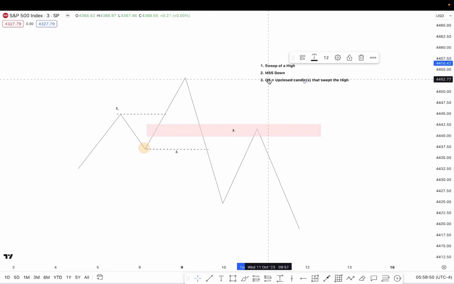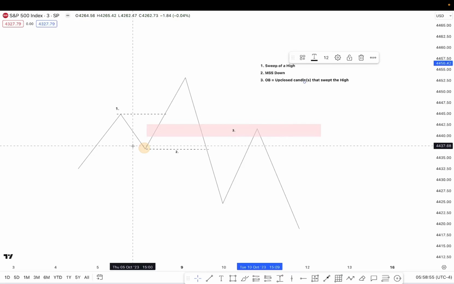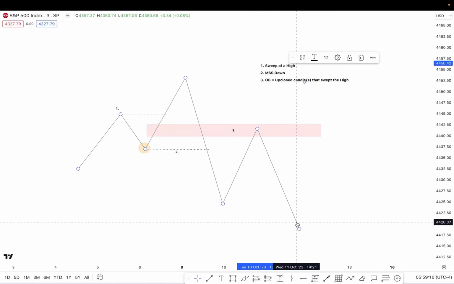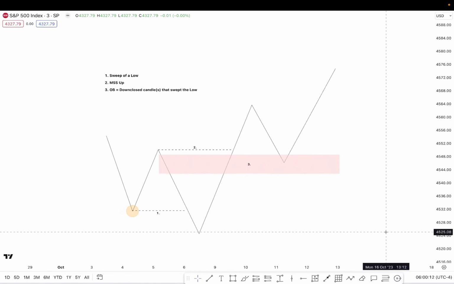And what is then the order block? The order block are the up close candles, bearish order block, up close candles that swept the high. So in this move, it swept the high. So the up close candles right here, that's your order block. If you mark it out in time, price will come back to the bearish order block. You can take an entry to the downside right there. Now we know what a bearish order block is.